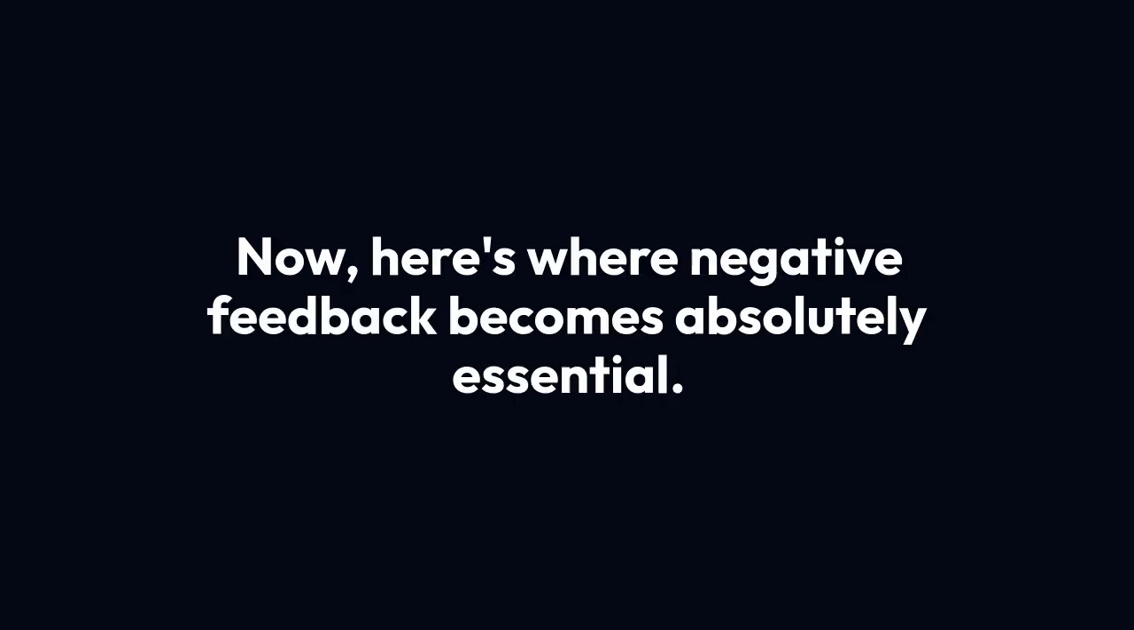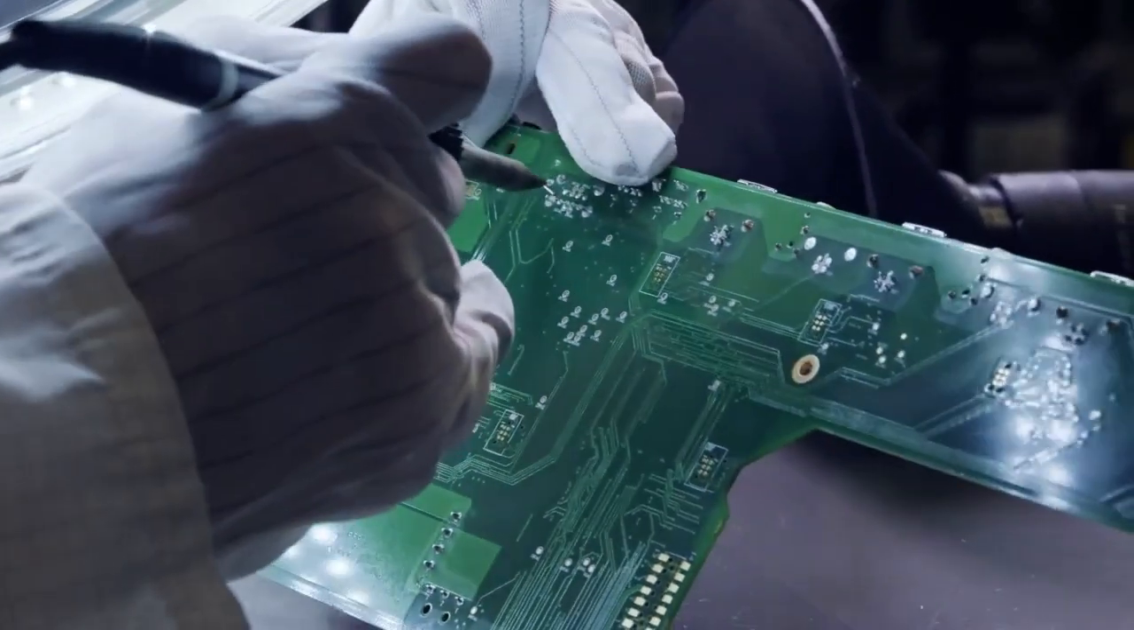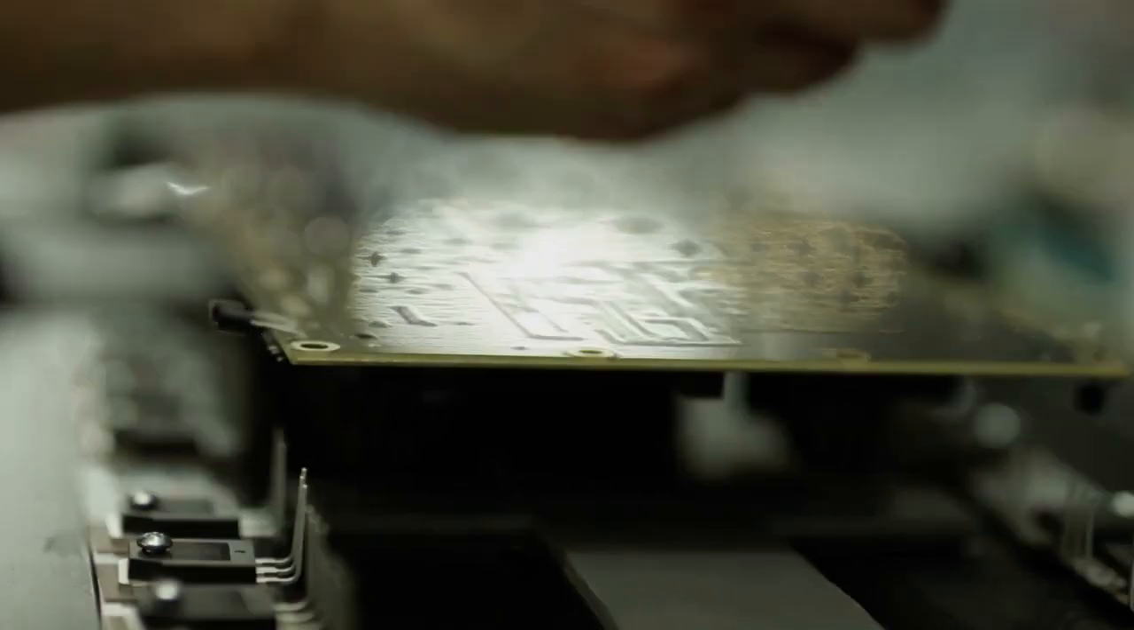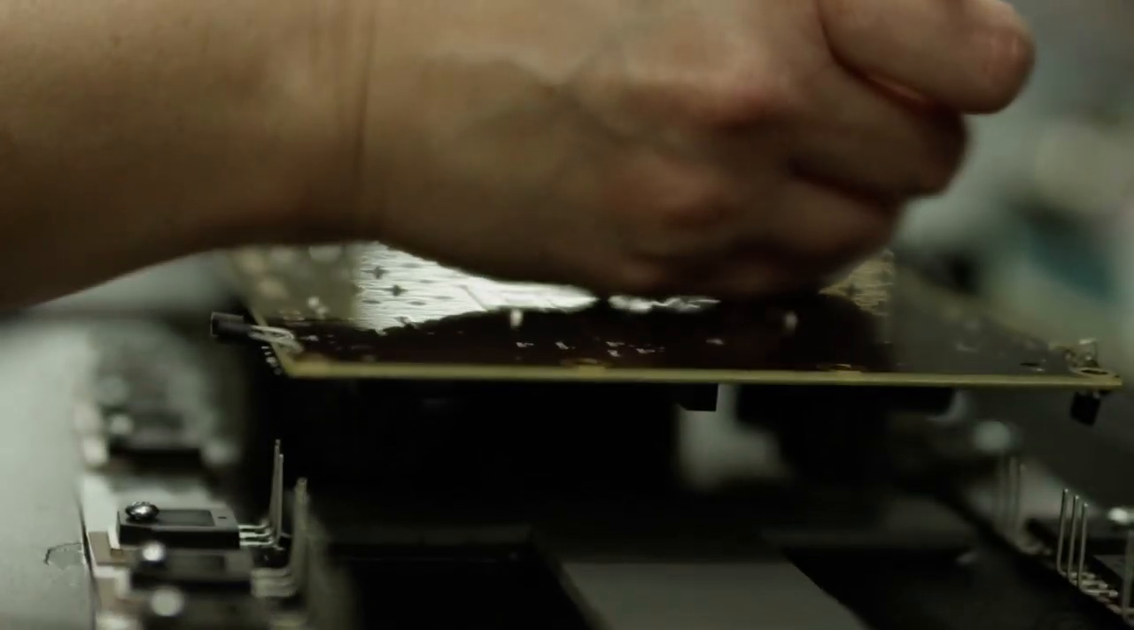Now, here's where negative feedback becomes absolutely essential. The op-amp is designed with extremely high open-loop gain, meaning even a tiny voltage difference between its inputs would cause the output to swing to its maximum positive or negative limit, known as saturation. Negative feedback prevents this. The feedback capacitor connects the output back to the inverting input.